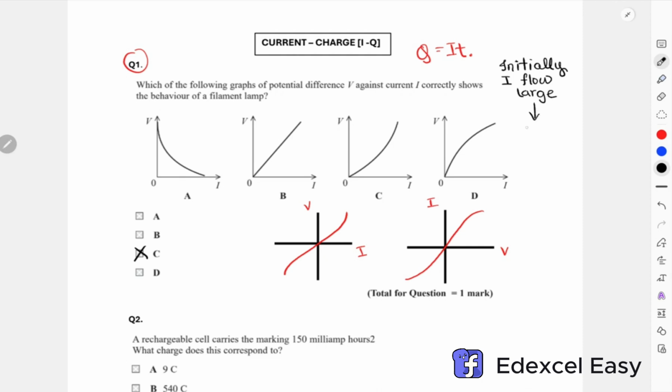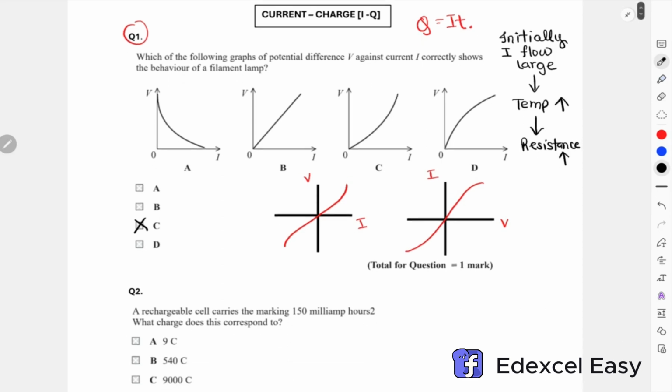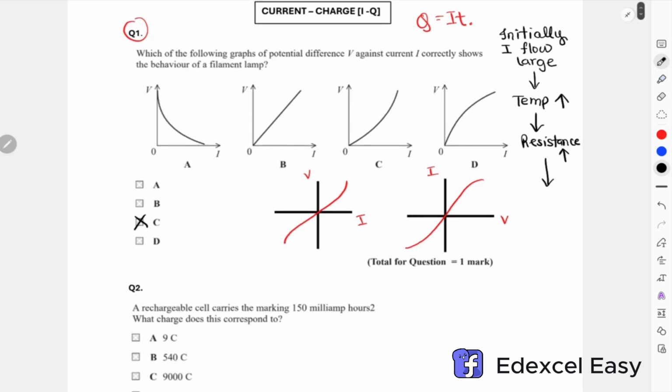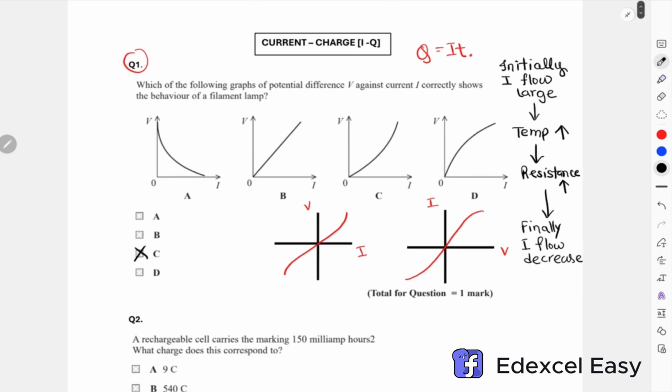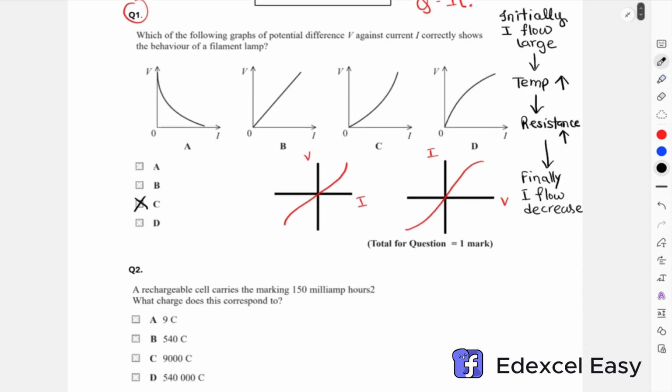Okay. Initially the current flow is large, and this causes the temperature to increase. Because of this temperature increase, the resistance of the circuit also increases, and again because of this increased resistance, in the final case the current flow will decrease. So finally, the current flow decreases. This is like a flow chart that you can remember for these kinds of concepts. Okay, now we're done with question one.